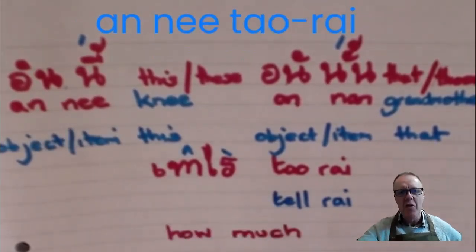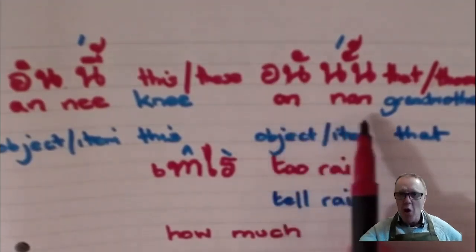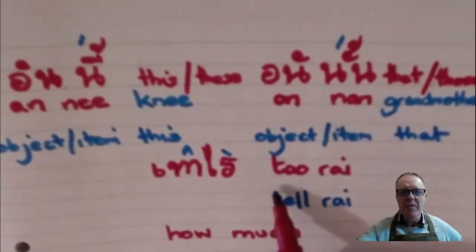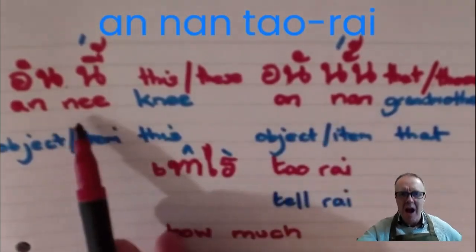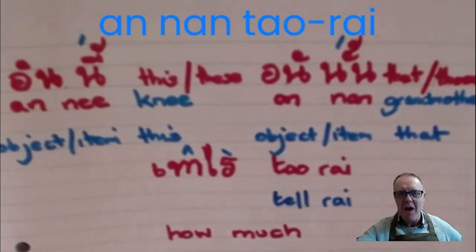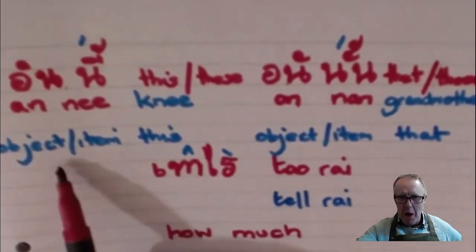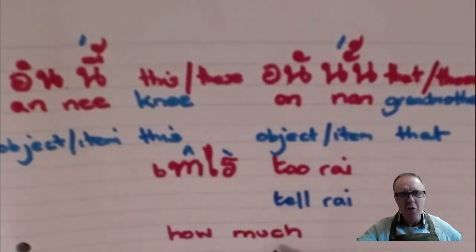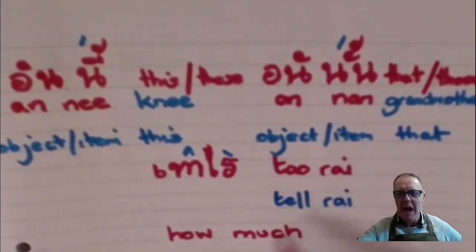I've written up the top so you can remember ani tarai, and then next door for item or object that, how much, anan tarai. Ani tarai, how much. It's straightforward. Object, item, this, how much. And we've got anan tarai, object, item, that, how much.